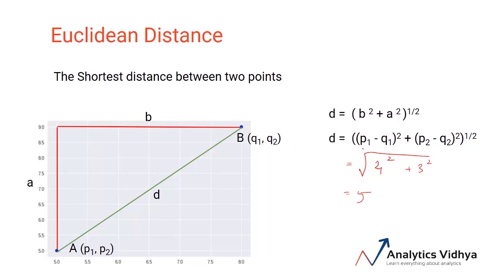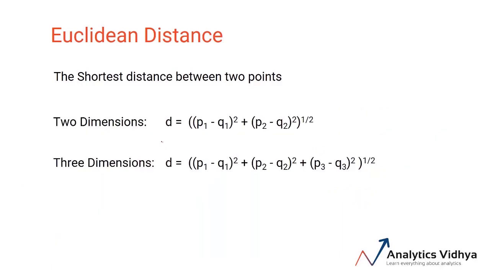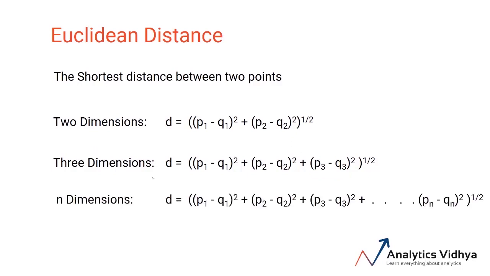Now instead of 2 dimensions, if I calculate this for 3 dimensions, we'll have P1 minus Q1 square plus P2 minus Q2 square plus P3 minus Q3 square, and the root of the summation. Now if I generalize this for n dimensions, we'll have the formula something like this, and we can write this again in a simpler form.